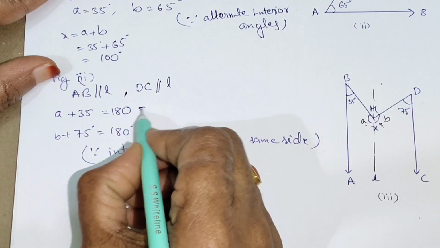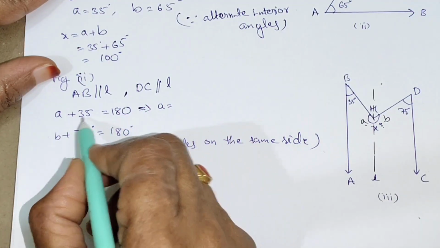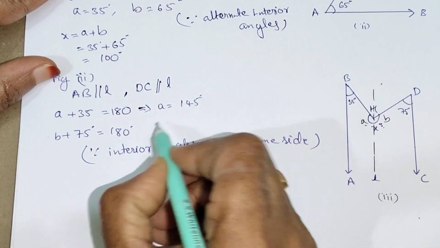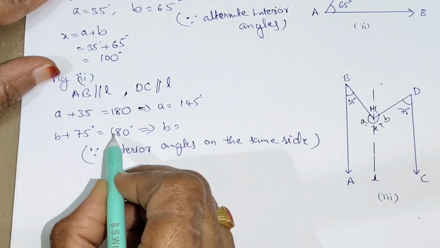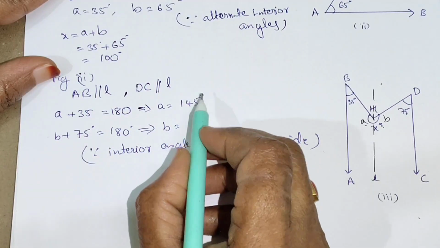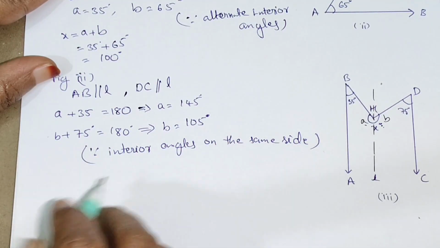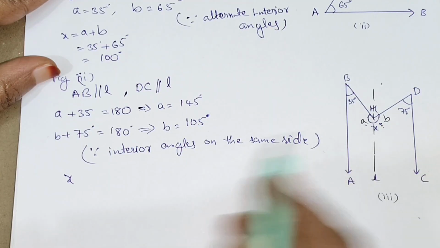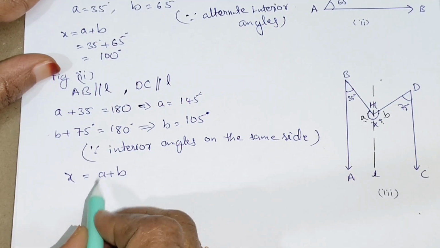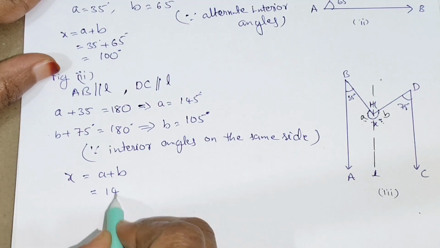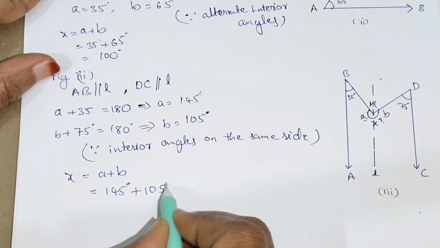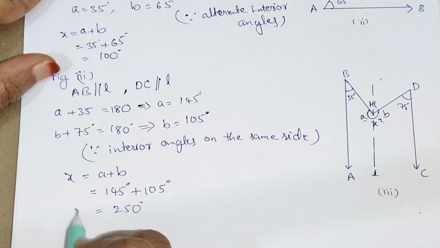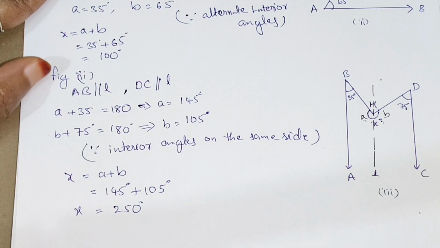So here A equals 180 minus 35, which means A equals 145. Here B equals 180 minus 75, which is 105 degrees. So x means this complete angle. So x equal to the sum of A plus B. Now we substitute the values: A is equal to 145 degrees plus B equal to 105 degrees. Add these two, so here 250. Therefore x equal to 250 degrees.